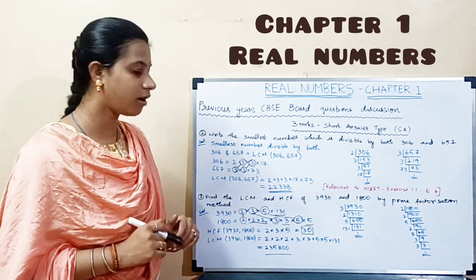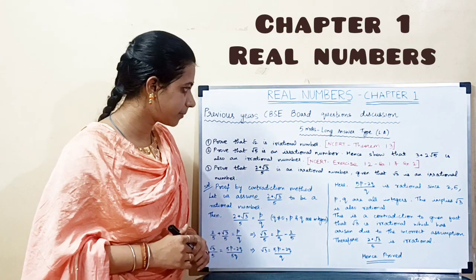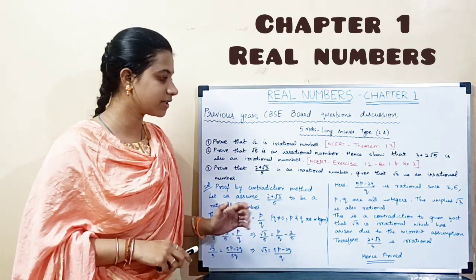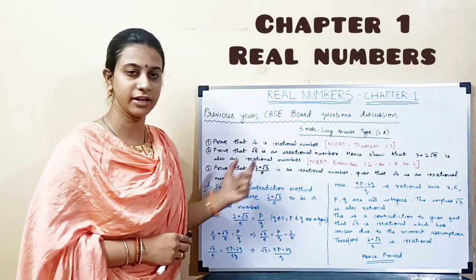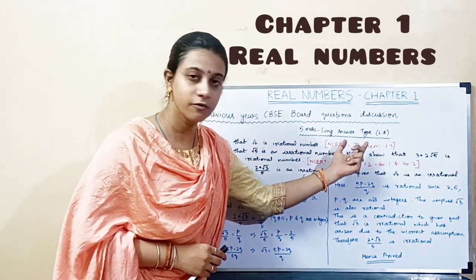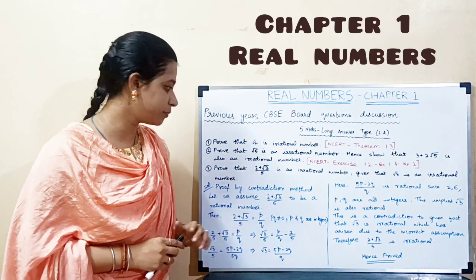Now let's move to the long answer type question. Now coming to the 5 marks or long answer type question, we have 3 questions from the previously asked board questions. The first one is prove that root 2 is an irrational number. This is a direct NCERT theorem 1.3, which is a solved theorem given in the textbook.